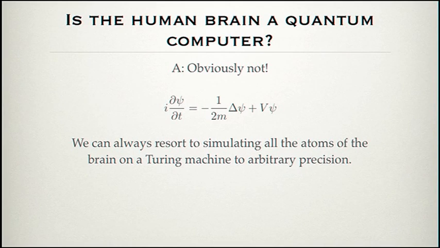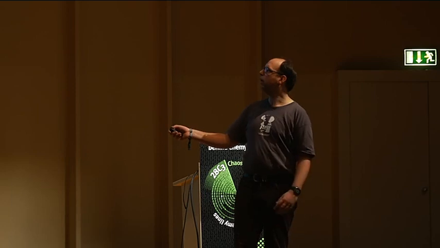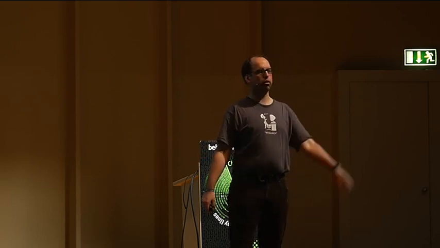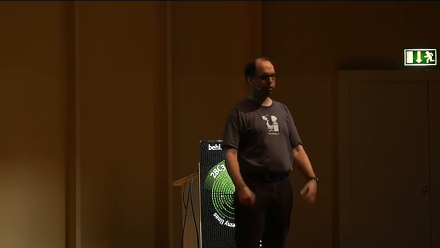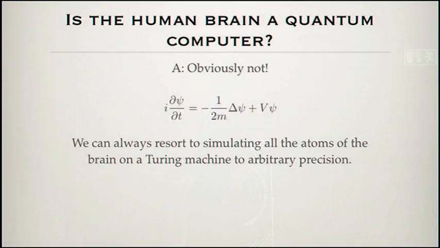You have to simulate 10 to the 23 electrons in my brain, but I'm terribly convinced that this is a partial differential equation, it's huge, right? But I can always numerically solve it to any accuracy that I like, given my computer is big enough and I have enough time. So, whatever quantum processes happen inside the atoms of my brain, I can always simulate all the electrons in my brain on a classical architecture, and therefore I won't be able to do anything fancier than I can do with the Turing machine.